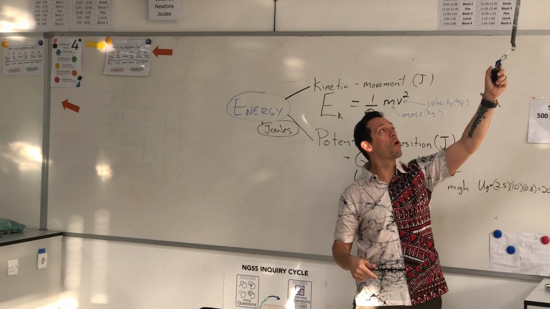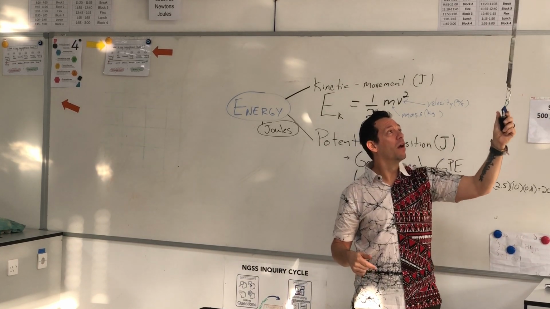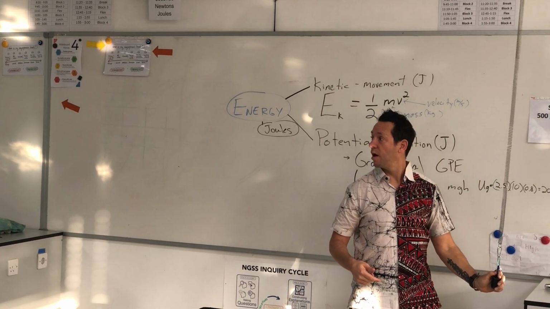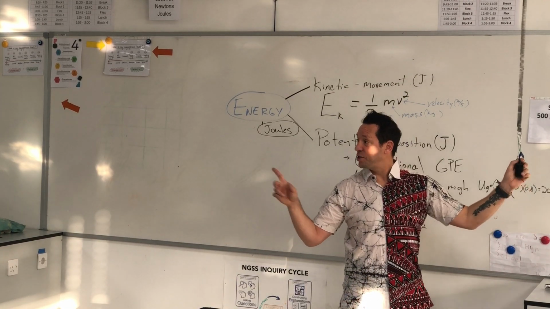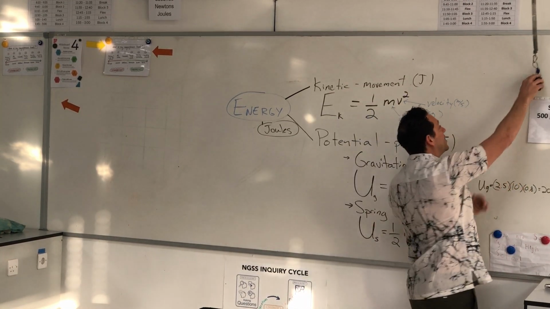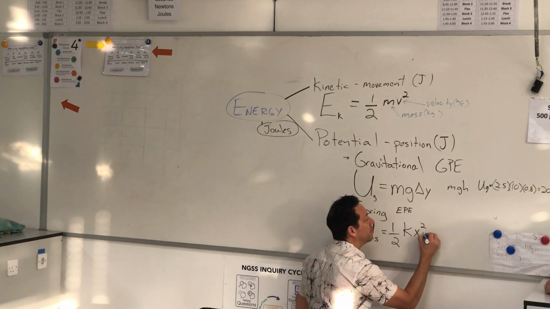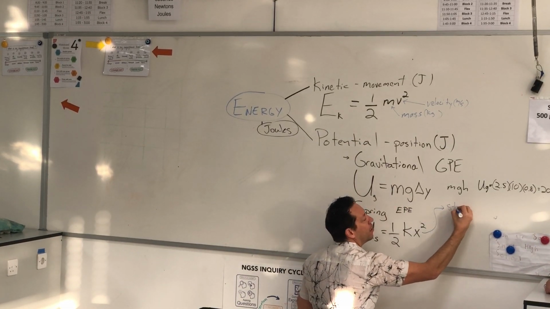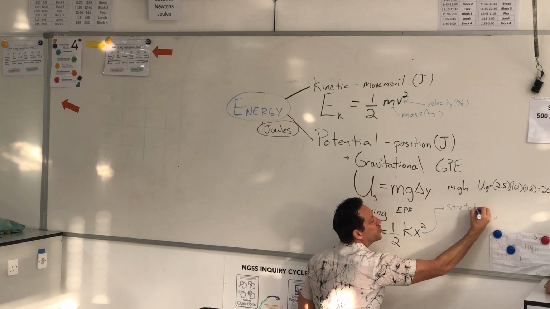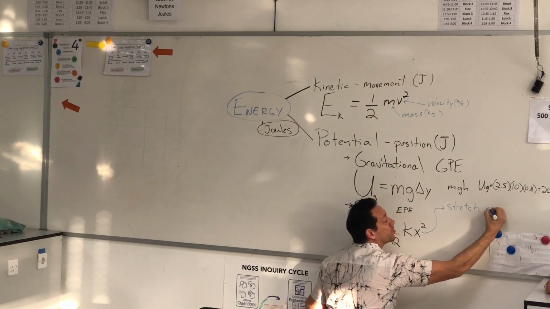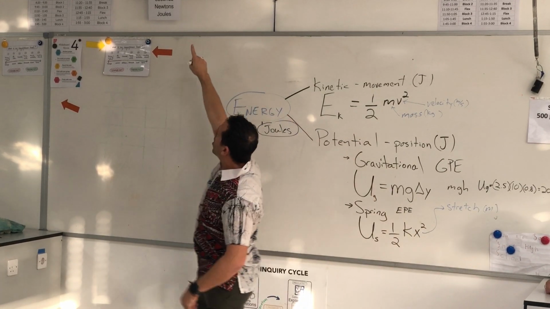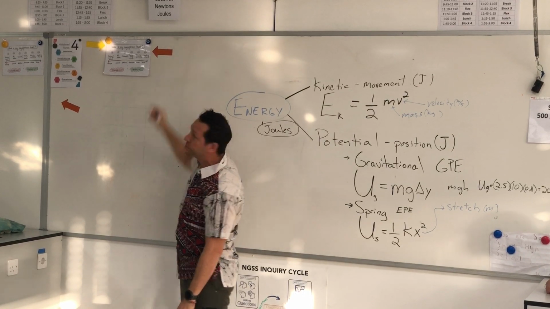Am I going to have more energy if I pull it from here to here, or from here to here? The length of it. The stretch, right? So X is going to be our stretch, and we want that in meters, right? Because warning, warning, warning, we want to keep everything in kilograms, meters, seconds, newtons, joules.